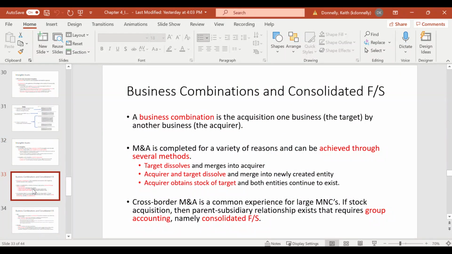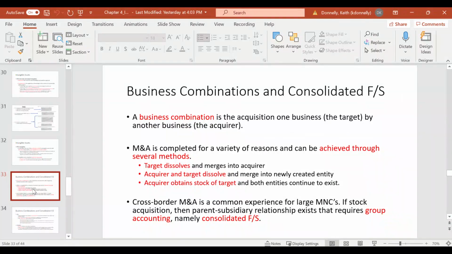Next up, we have business combinations. So a business combination is the acquisition of one business, the target, by another business, the acquirer. Okay, so like A wants to acquire B. In that case, A would be the acquirer, B would be the target.